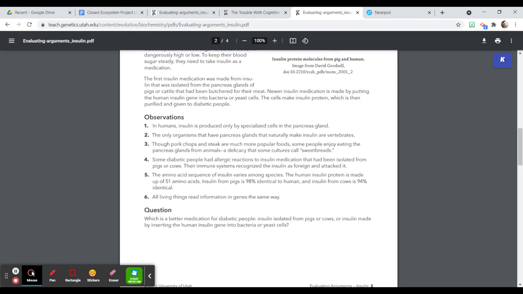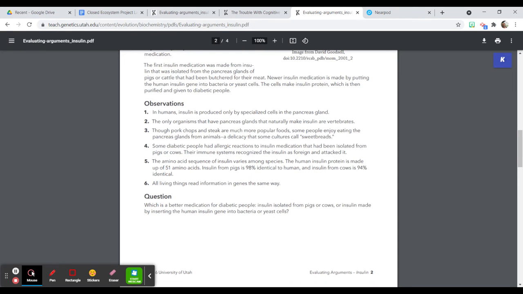5. The amino acid sequence of insulin varies among species. The human insulin protein is made up of 51 amino acids. Insulin from pigs is 98% identical to human, and insulin from cows is 94% identical. 6. All living things read information in genes the same way.